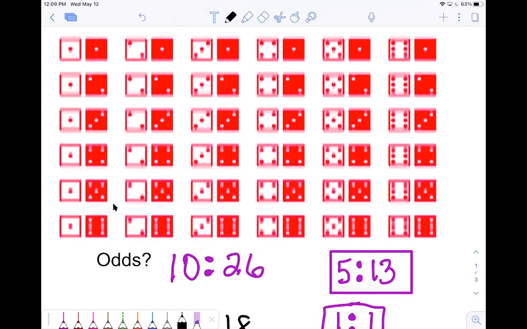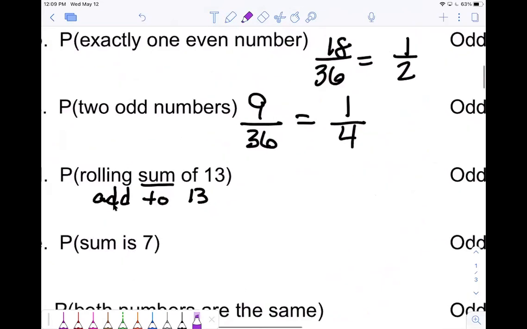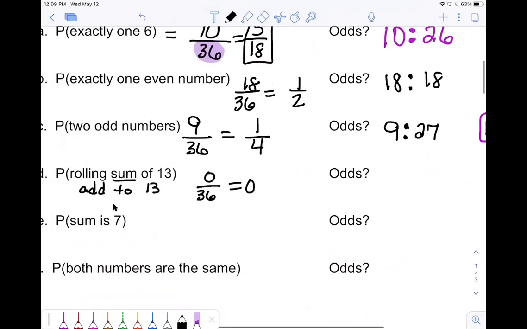6, 6. Yeah, what does 6 and 6 make? 12. Is there ever a sum that's going to be bigger than that? No. So what's the probability of getting the sum of 13? 0. Yeah, 0 out of 36, which is just 0. That can't happen. We can't have a sum of 13. So that's 0. Those odds would be 0 to 36. My odds, not looking good because it can never happen.